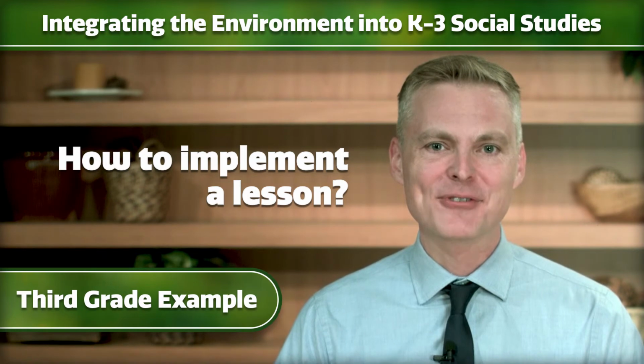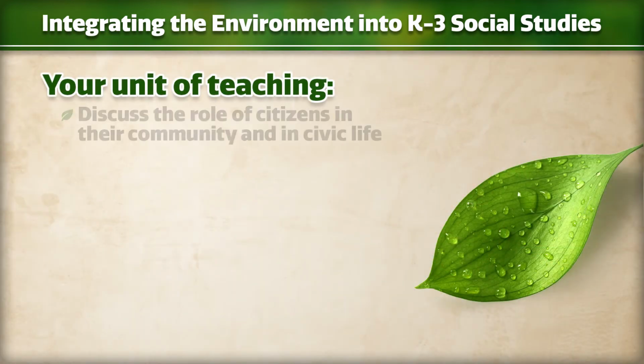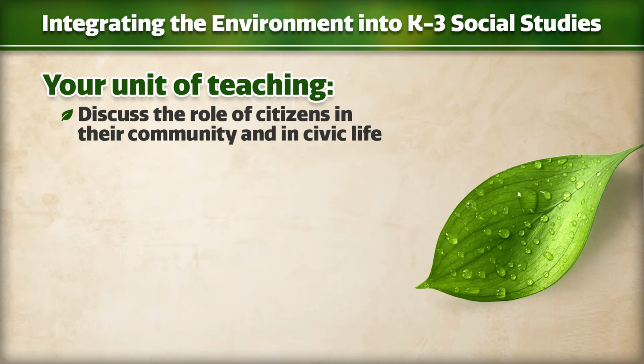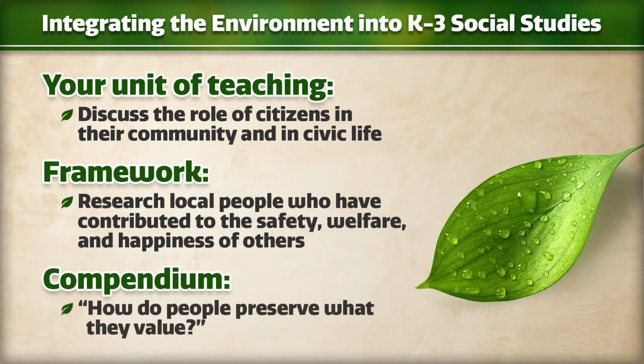So how can we implement a lesson in the classroom? Let's take an example from third grade. In the third grade, students learn about the role of citizens in their community and in civic life. The framework suggests students can research local people who have contributed to the safety, welfare, and happiness of others. The compendium builds on the framework by asking the compelling question, how do people preserve what they value?